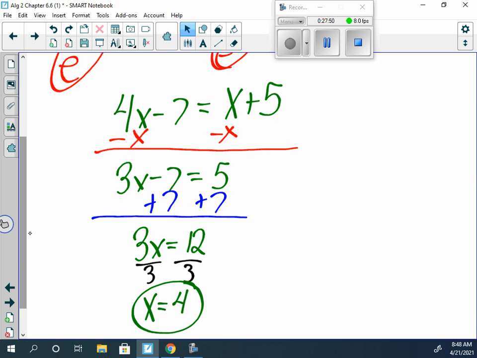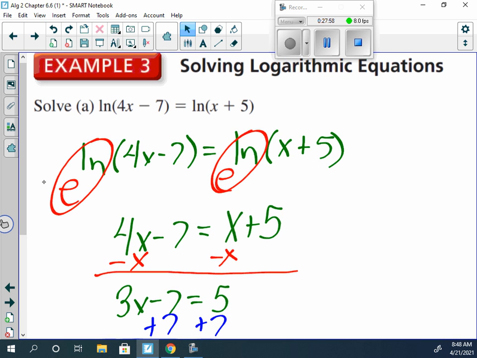So it's the same as what we were doing for exponentials. Now we can look back and make sure that we don't have any negatives inside the log. Because if I type it in, 4 times 4 is 16. 16 minus 7 is 9. So we have a positive number. 4 plus 5 is 9. We have a positive number, and they're actually both the same. So it works. Because we do not need a negative number inside the logarithms. Even if it's the same negative number, it does not work. We cannot have a negative inside of a log.